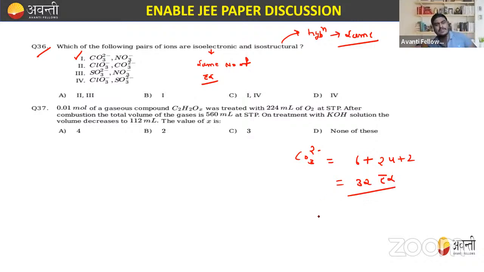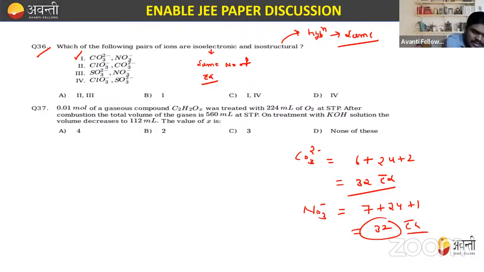And in a similar way, if I'm talking about NO3 negative, N having how many electrons? 7. O having 24, plus 1. Again, it comes out to be 32 electrons. So both are isoelectronic, that is CO3 and NO3. And both having the same hybridization as well, right? Both having the same hybridization and the same number of electrons.